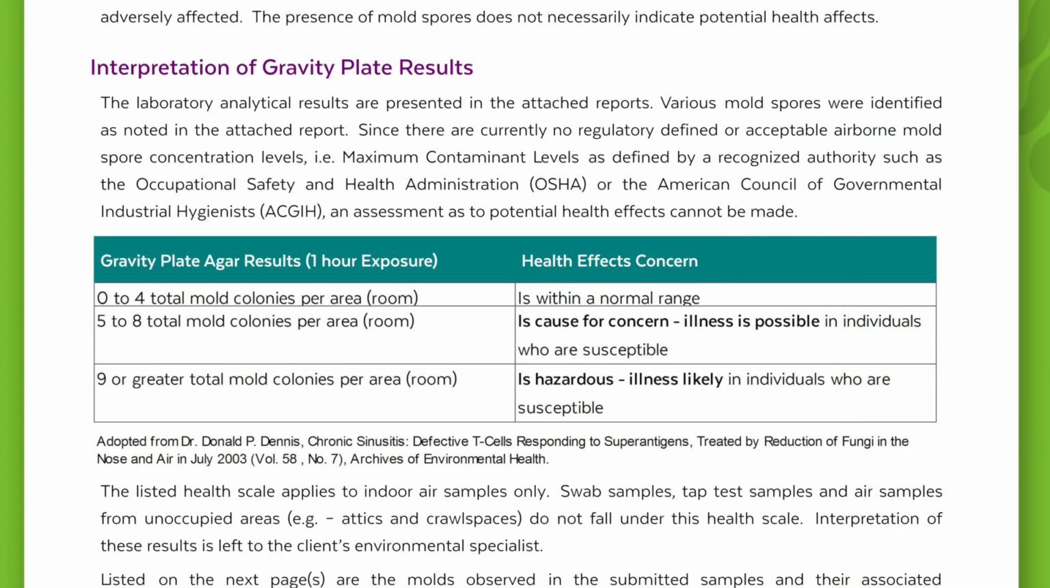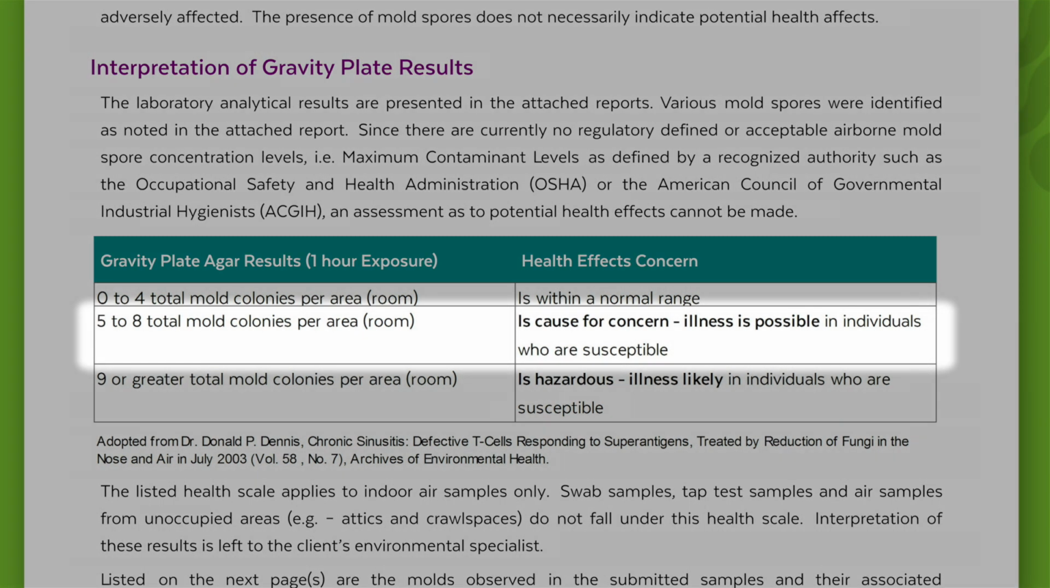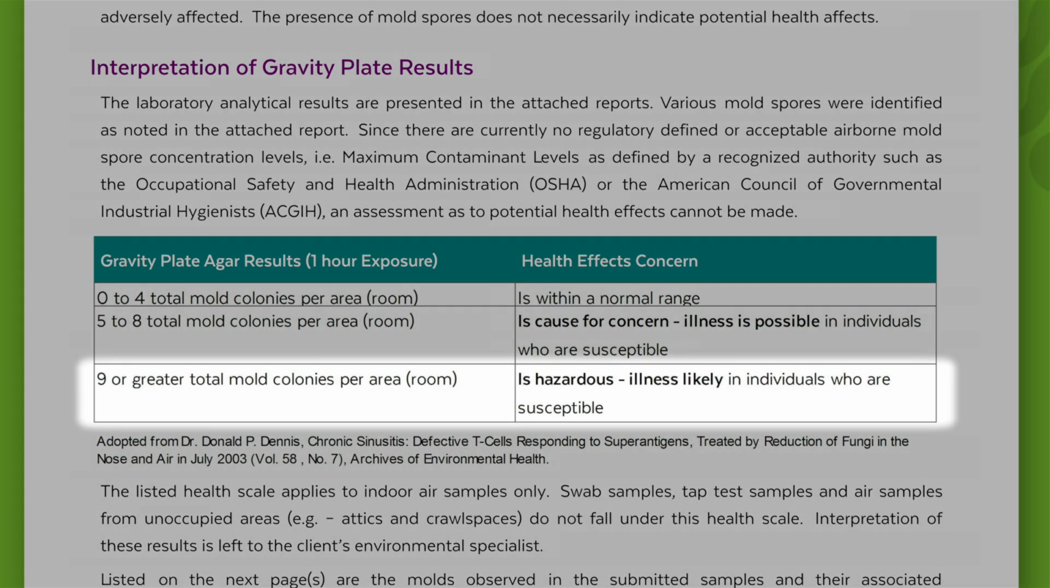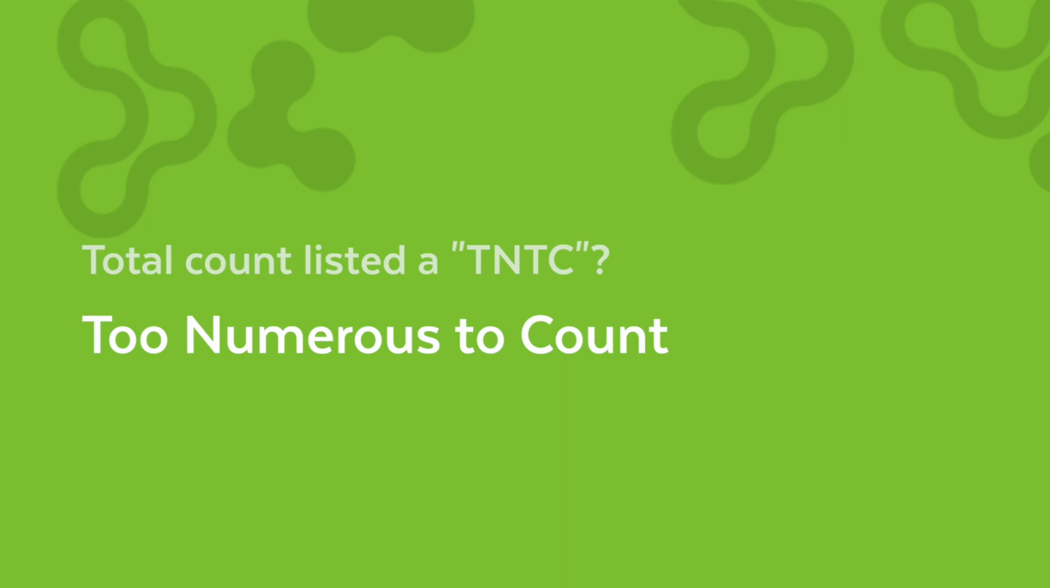On the health scale, a total colony count of 0 to 4 is considered normal or within acceptable range for most of the population. A total colony count of 5 to 8 could be causing illness to any of the occupants that are most susceptible. A total colony count of 9 or more could be hazardous to someone that is mold susceptible. Please note that any total listed as TNTC, or too numerous to count, is far above the listed health scale.